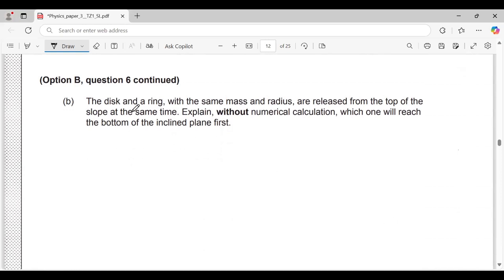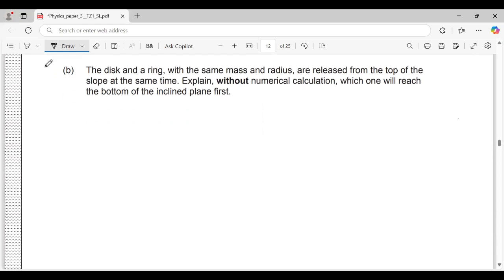A disk and a ring with the same mass and radius are released from the top of the slope at the same time. Explain without numerical calculation which one will reach the bottom of the inclined plane first. So I have provided my answer, my opinion about this question.